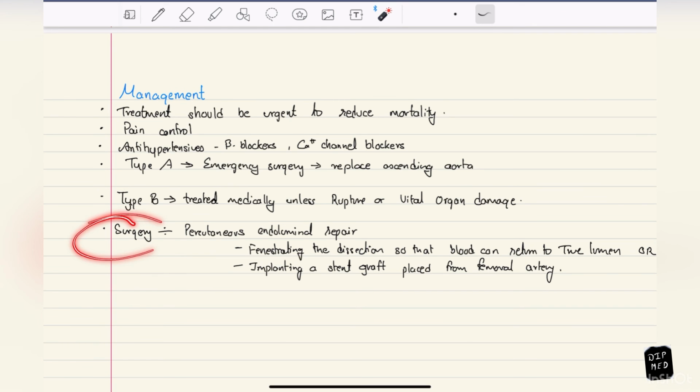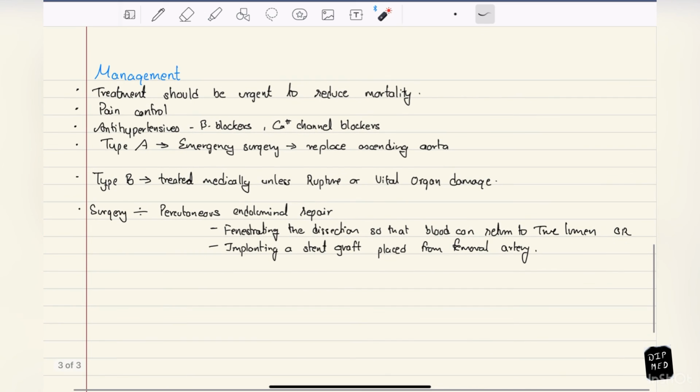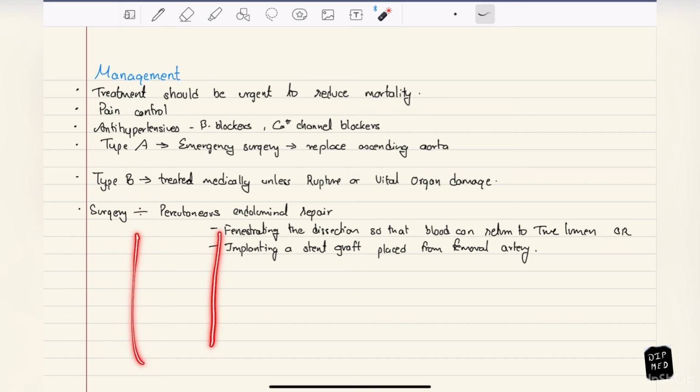What surgery do we do? We do percutaneous endoluminal repair, where we fenestrate the dissection so that the blood can return to the true lumen. All right, so if it's a dissection, then we fenestrate here so that the blood can return to its true lumen. Implanting a stent graft placed from the femoral artery is also an option.